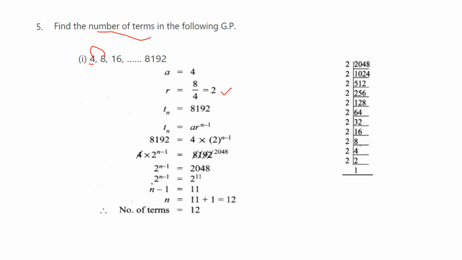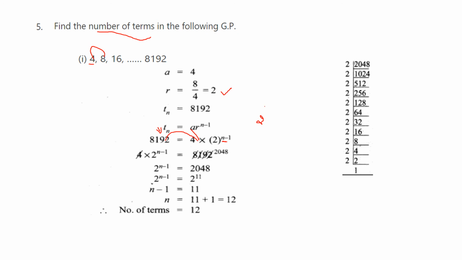What is the Tn formula? A r to the power n minus 1. Here Tn is given as 8192, a is 4, r is 2, so 2 to the power n minus 1. We will find this n only. We interchange the left-hand side and right-hand side: 4 into 2 to the power n minus 1 equals 8192. Here you can directly cancel or divide, that is your wish.